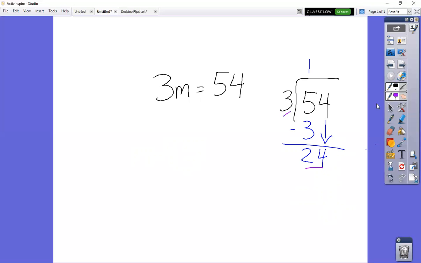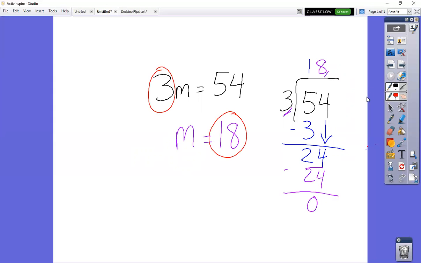Now we're going to start those steps all over again. So now 24 divided by 3. 24 divided by 3 is 8. 8 times 3 is 24. 24 minus 24 is 0. So 3 can go into 54 18 times. So m equals 18 because 3 times 18 equals 54.